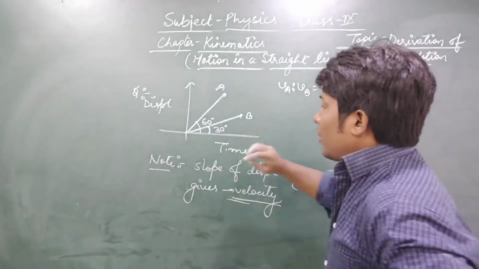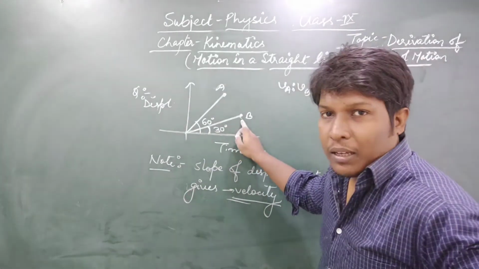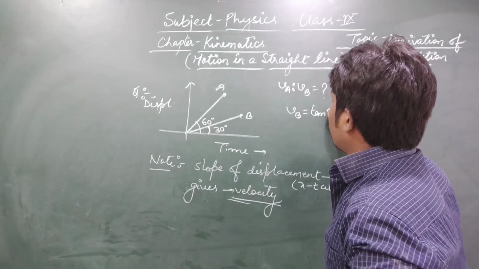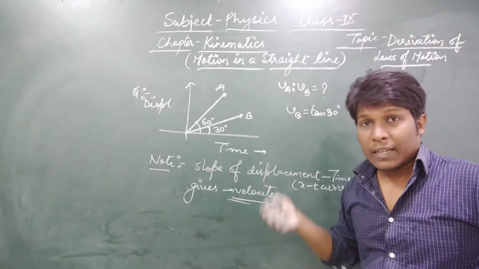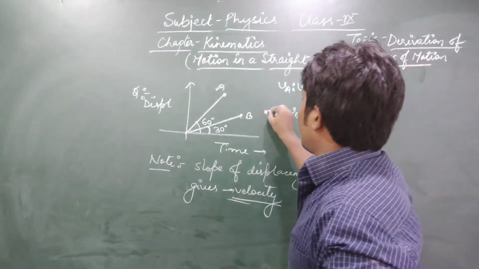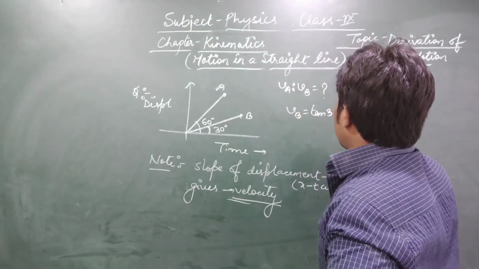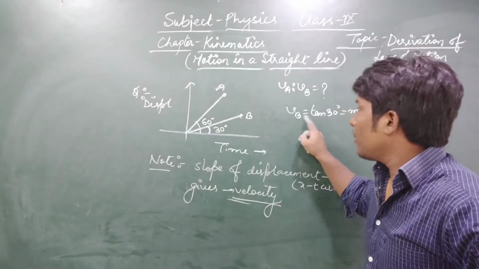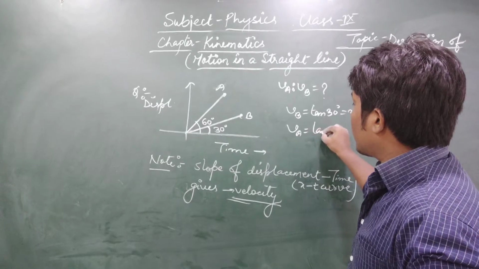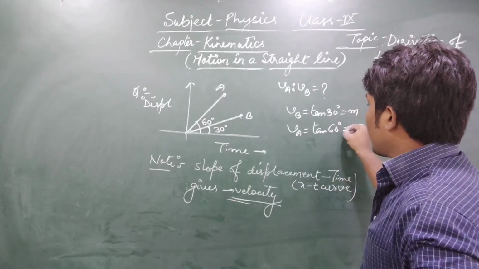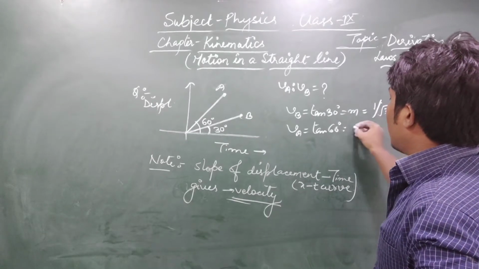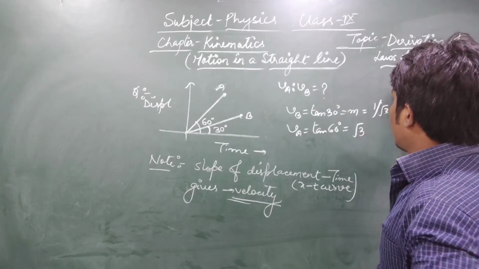It is very important that the slope of the x-t curve gives you velocity. So the slope of B, or velocity of B, will be tan 30. That is the slope, m. m is equal to tan theta, and theta is given as 30 degrees for the velocity of B. Same as, velocity of A will be tan 60 degrees. So tan 30 is equal to 1 by root 3, and tan 60 is equal to root 3.